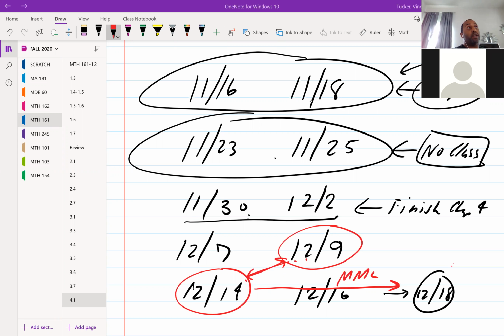Now, I don't know if it's this class or not, but some people have accommodation sheets. They need double time and stuff like that. If you need double time, then you will have to go to the testing center. You will set it up with the testing center, and they will email me individually, and we will make sure that you are straight. Any other questions on what I've written? Everybody good? Everybody straight?